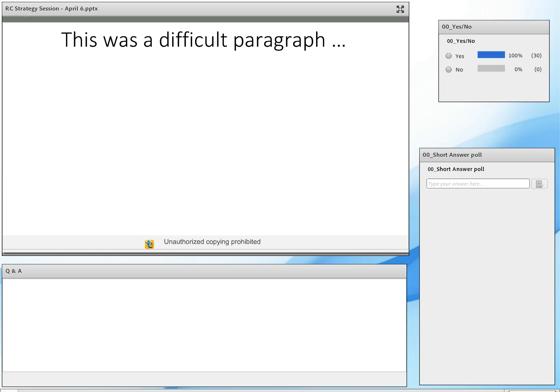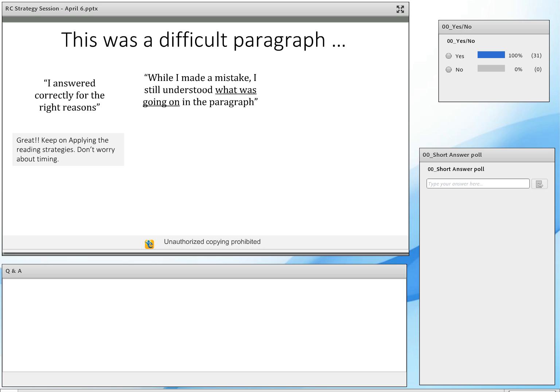Now, let's come back to the passage. This passage was a difficult passage. Okay? Now, for those of you who answered the question correctly, very good. And you answered the question correctly for the right reasons, very good. For you, the strategies have started to work. For those of you who made a mistake, but you were still able to understand what was going on with the passage, the strategies are working. Don't give up, but you need to apply them and you need to learn from whatever mistakes you were making.